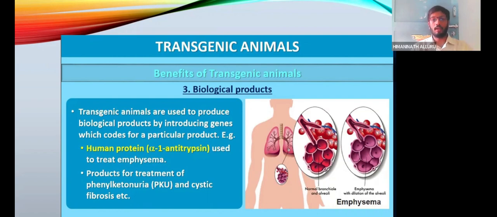So this is not only treating emphysema; various other proteins are produced using transgenic animals to treat various disorders. When a person gets phenylketonuria, a genetic disorder, it leads to accumulation of phenylketone; ketone bodies will be more in the urine and the person will mostly die. When a person gets cystic fibrosis, the person will not even be able to breathe properly. Such a person born with cystic fibrosis would definitely die. So nowadays we have medicines to treat such deadly disorders.